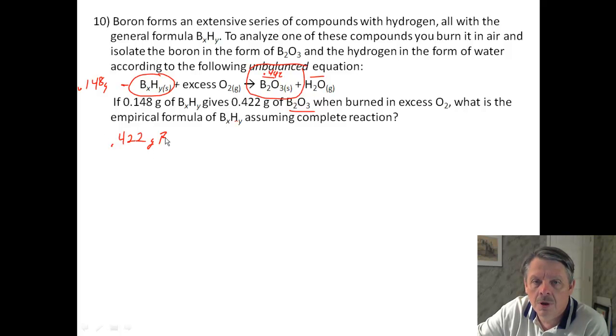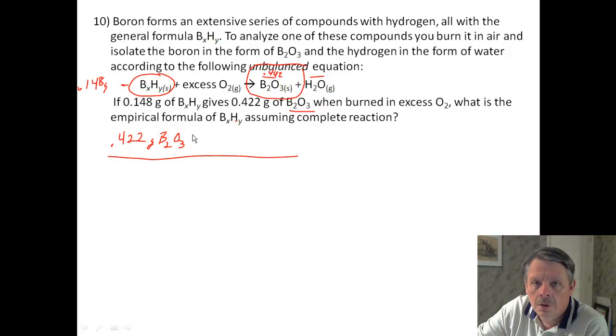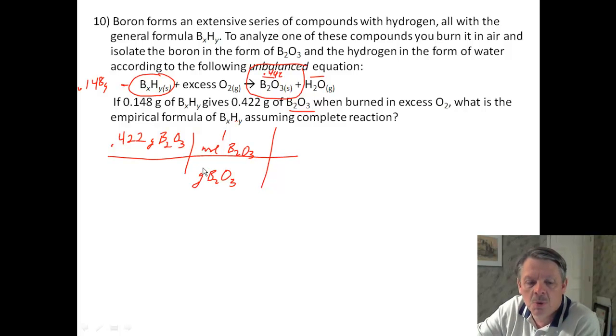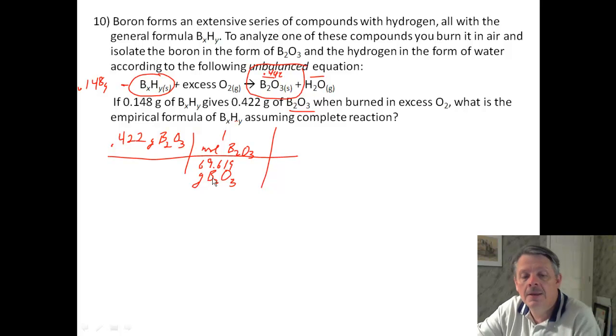Grams of boron trioxide, and I have to get rid of grams of boron trioxide and go to moles of boron trioxide. All right, well, that part's pretty straightforward. We can figure out how much boron trioxide weighs, and it happens to weigh 69.619 grams. Right? But now what?